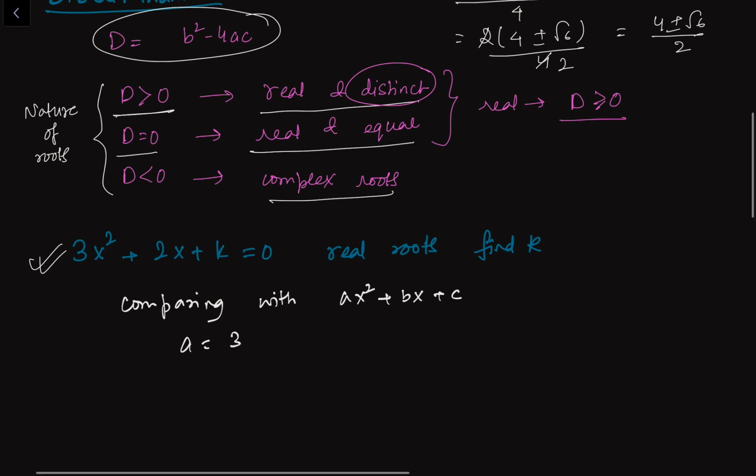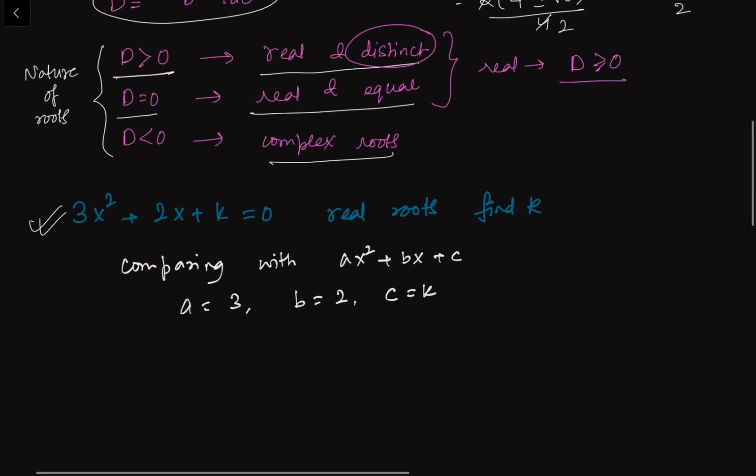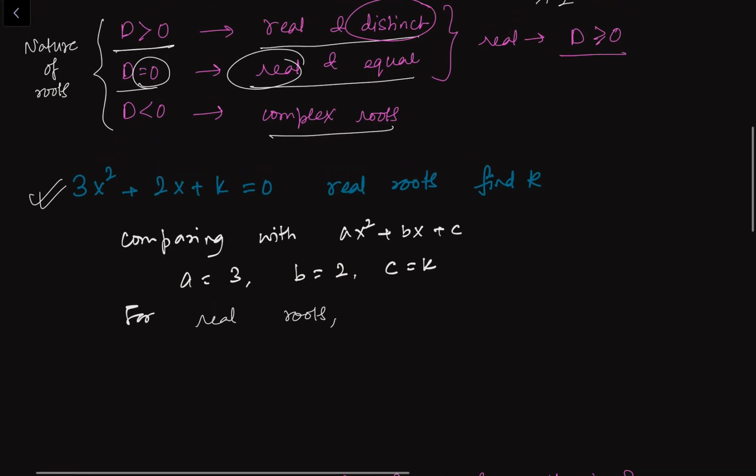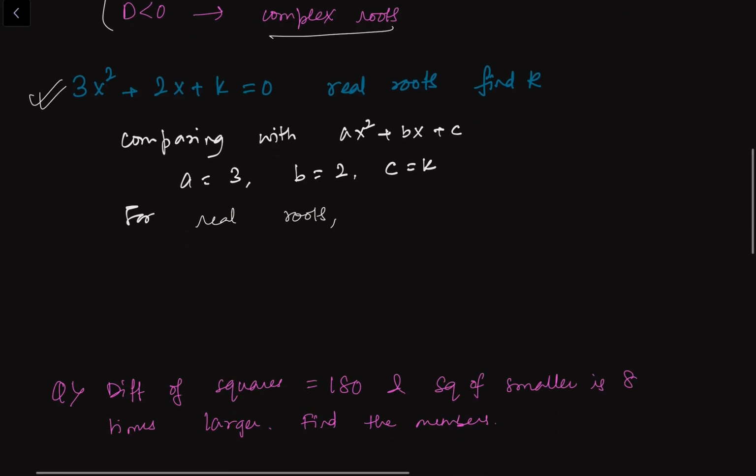A is 3, b is 2 and c is k. Okay, so for real roots, we already know it can be equal to 0 also, then also the roots are real, and it can be greater than 0, then also the roots are real. So here we don't have real and distinct, we only need real.